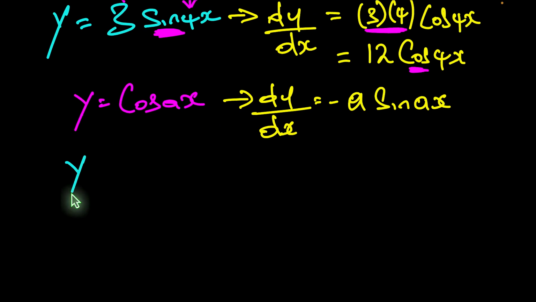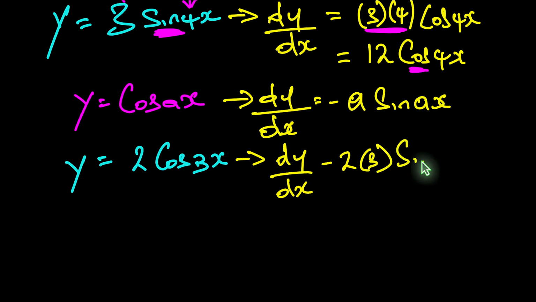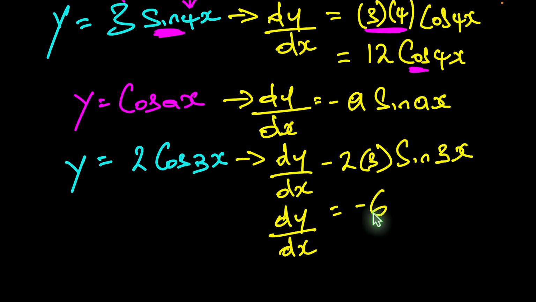So say we have y equals, let's use 2 cos 3x, and we're going to find the differential equation for this. So if we follow our structure there, then dy dx is negative 2 times 3, and we'll have sin 3x. And then when we finalize this here, dy dx is going to be equal to negative 6 sin 3x, and that's going to be our final answer here.